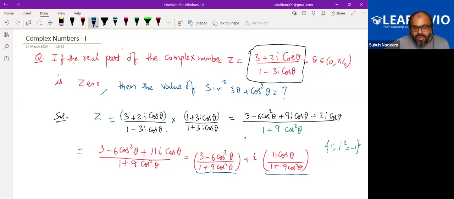Now you can say that if this complex number has real part 0, then this x is actually 0. This 3 minus 6 cos square theta by 1 plus 9 cos square theta is actually 0. This is what it means. Now equate it to 0 and try to find out the value of theta, or you can also say the value of cos theta.